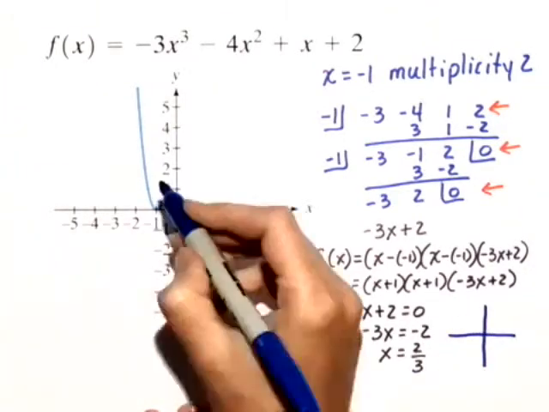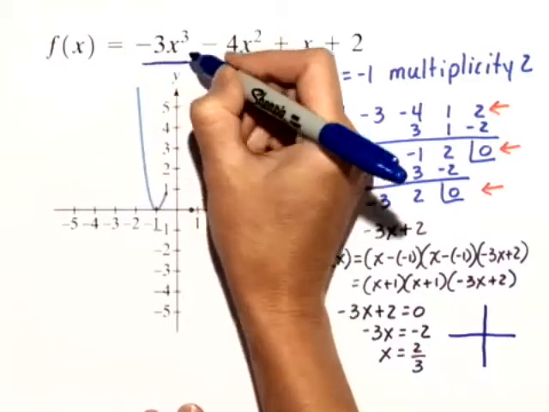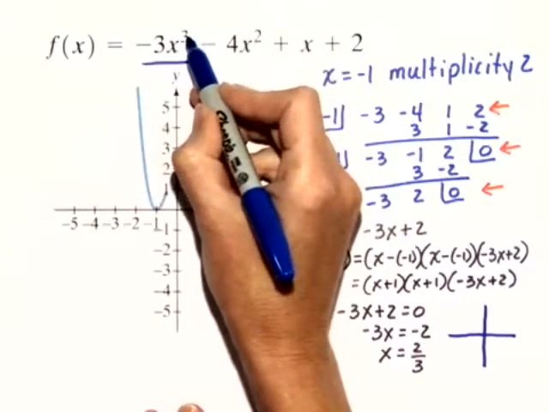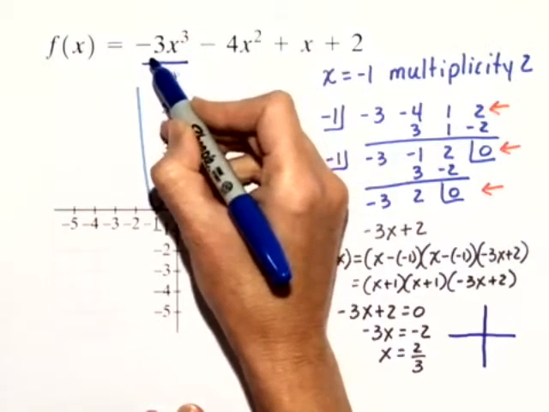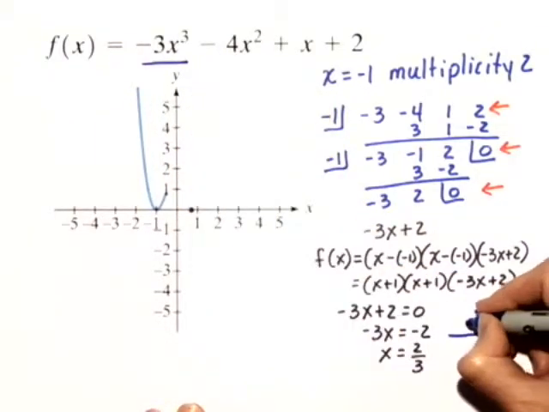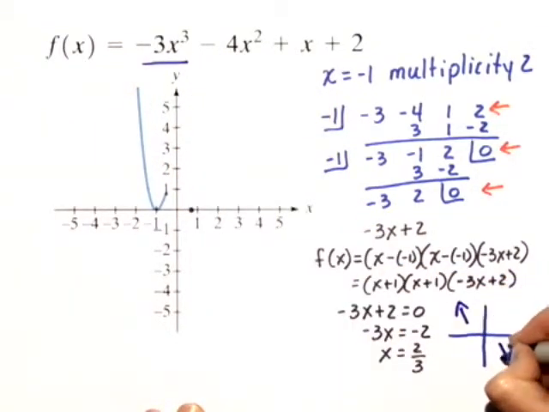So when we look at the end behavior, we look at the leading coefficient. Since the leading coefficient is negative and the degree is odd, that means the end behavior is such that the graph will go up to the left and down to the right. In other words, it rises to the left and it falls to the right. So we know what the end behavior is going to look like.